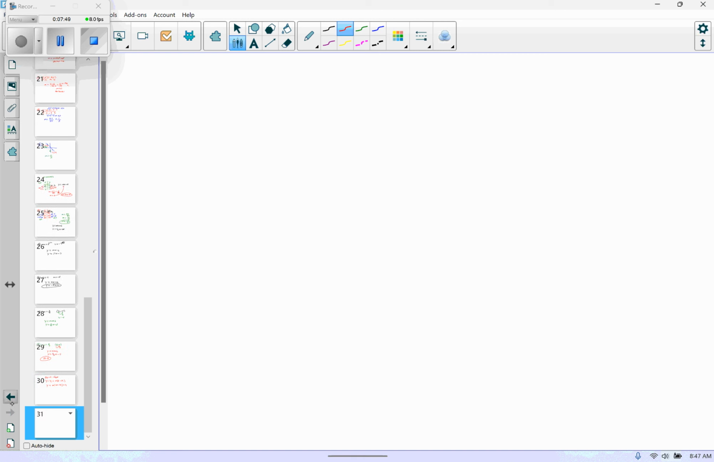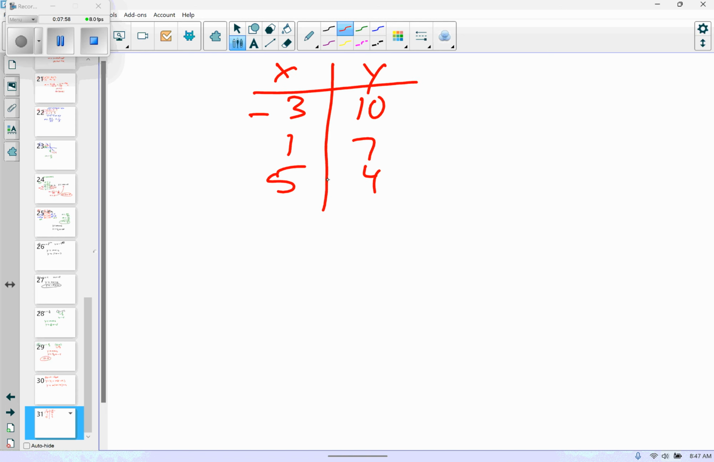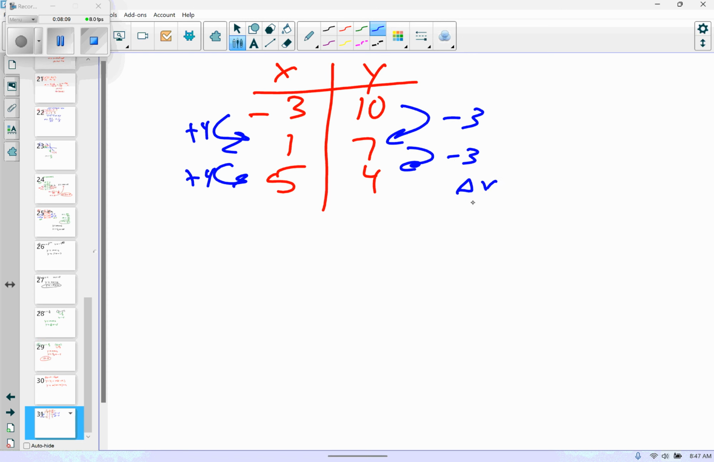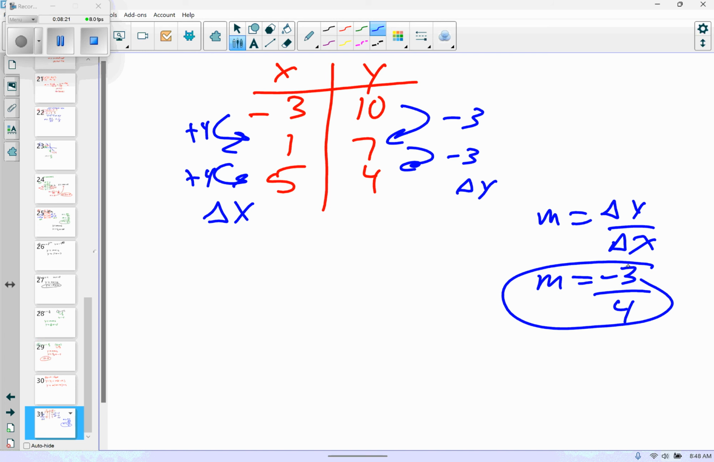So we take a look at the example. We have x values negative 3, 1, 5, and y values 10, 7, and 4. This is our x value. This is our y value. So we add 4 each time here, and then we subtract 3 here. So this is the change in y. This is the change in x. So remember, the change in y over the change in x is the slope. So I get negative 3 over 4. That's my slope. We're going to keep that for a moment.